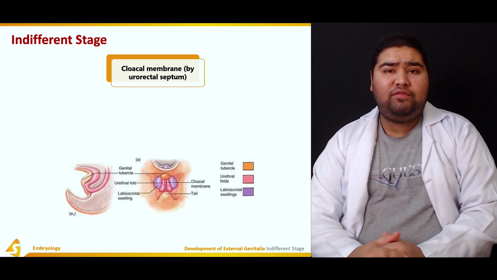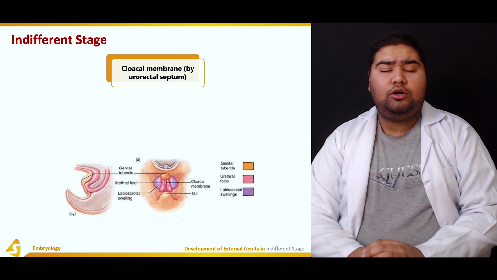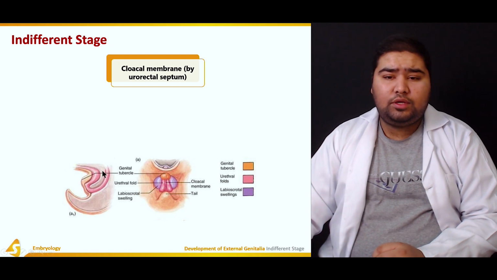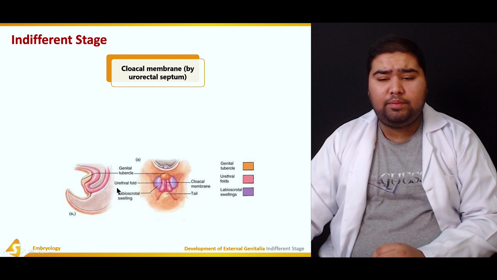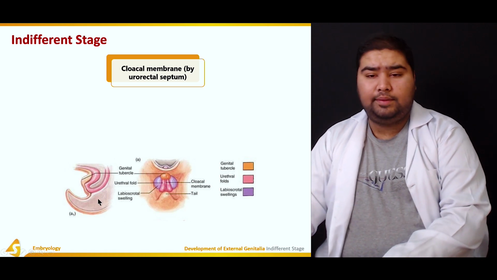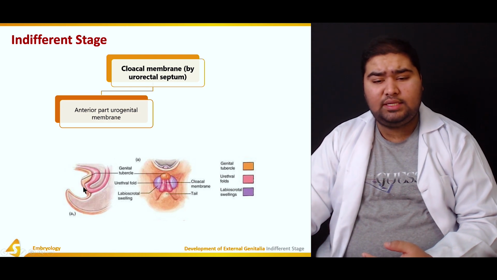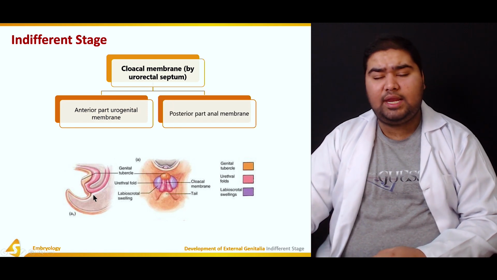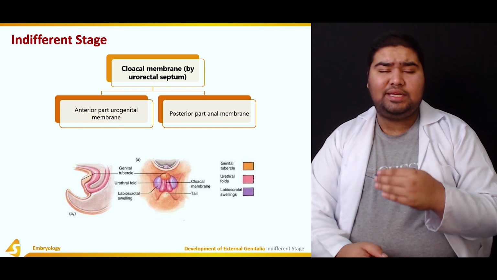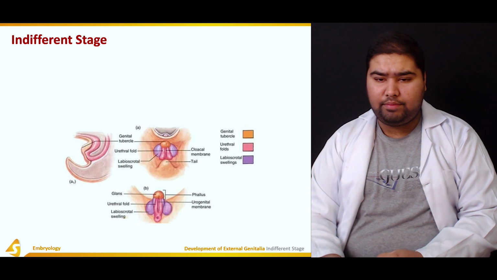At this indifferent stage, the cloacal membrane is also divided into two parts. This division is by the urorectal septum. So this is the urorectal septum penetrating within the cloacal membrane. It separates the cloacal membrane into two parts. The anterior part forms the urogenital membrane, and the posterior part forms the anal membrane. So the anterior or ventral aspect becomes the urogenital membrane, and the posterior aspect becomes the anal membrane.